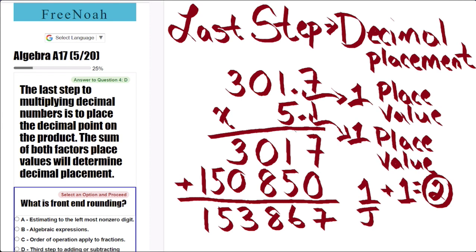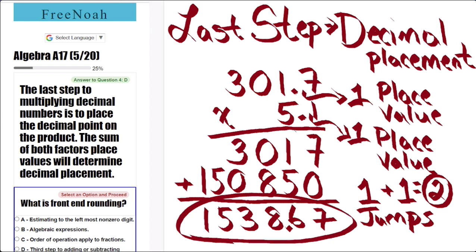So we're going to start at the 7 and jump 2 spaces to the left. Alright. Let's clean this up a little bit now that we have our decimal point there. And we are left with 1,538 and 67 hundredths.